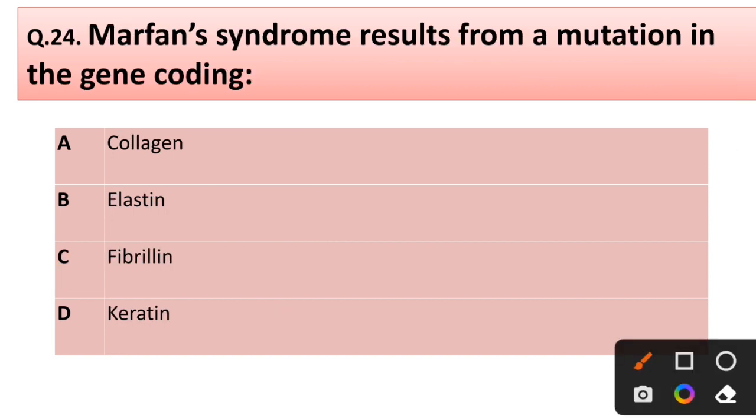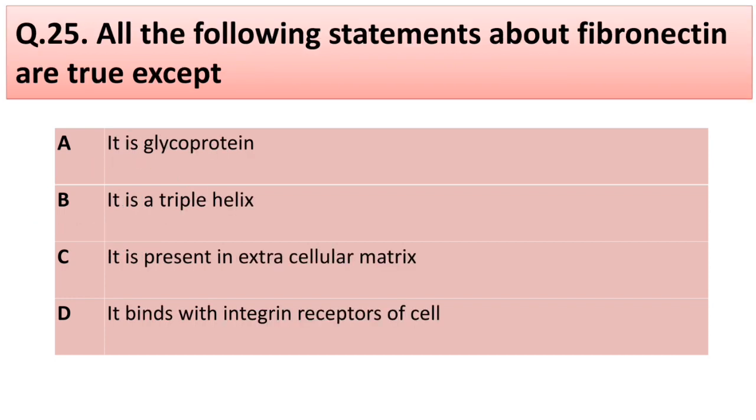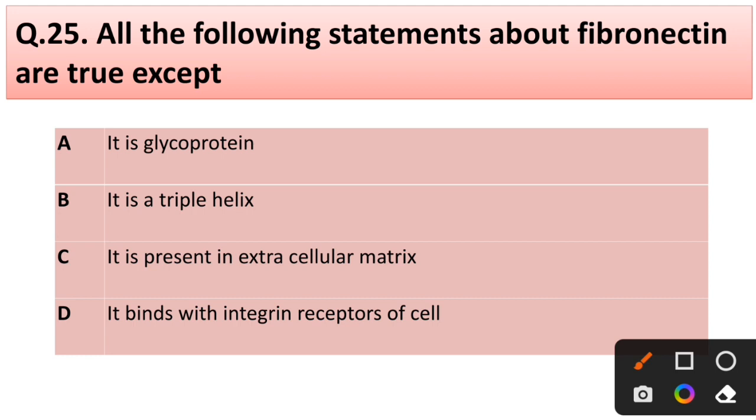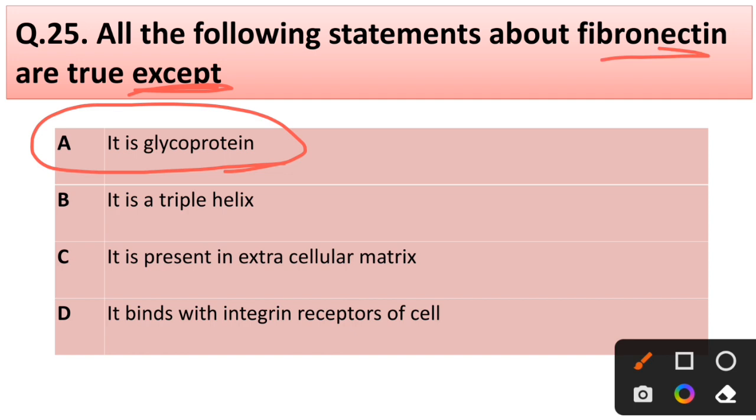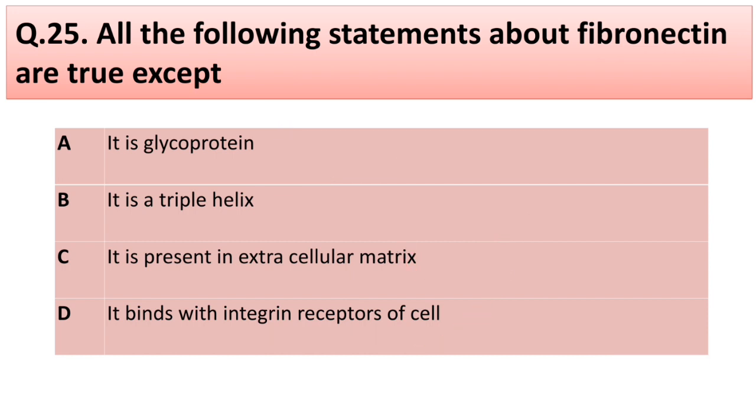Question number 24. Marfan syndrome results from a mutation in the gene coding collagen, elastin, fibrillin, keratin. Correct answer is option B, elastin. Question number 25. All the following statements about fibronectin are true except: it is a glycoprotein, it is a triple helix, it is present in extracellular matrix, it binds with integrin receptor of cell. Correct answer is option A, it is a glycoprotein. Is not true for fibronectin. It is a triple helix, it is present in extracellular matrix, and it binds with integrin receptor protein.